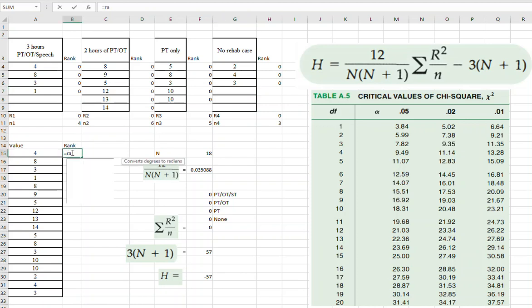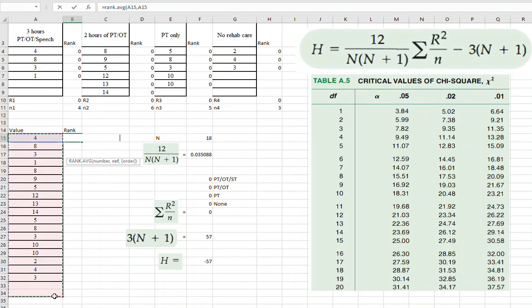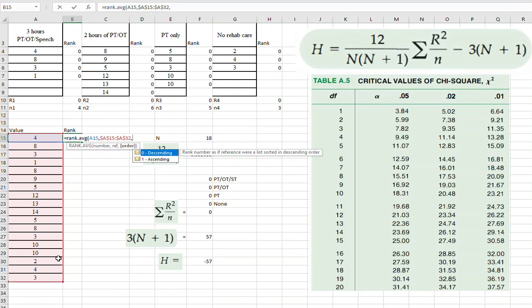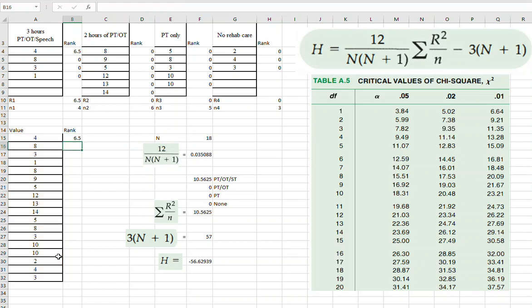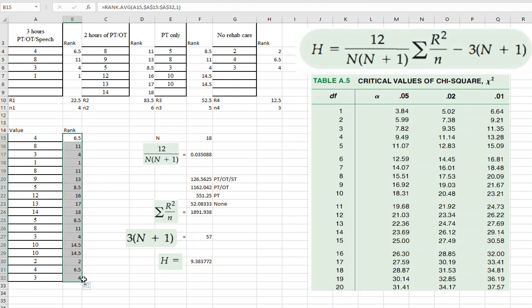So here we're going to use RANK.AVG. Our number is going to be 4. Our reference will be the data set. I'm going to hit F4 to lock it. Okay, and we're going to want ascending. Okay, it gives us our data point, or sorry, our rank value.